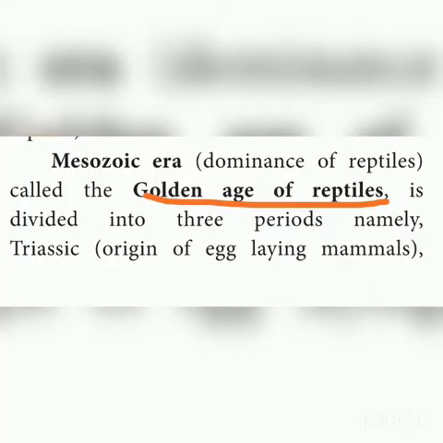And then the geological time scale. In the geological time scale, you have to know the different eras and what animals evolved during these eras. For example, the Mesozoic era is the golden age of reptiles. Likewise, questions will be asked.